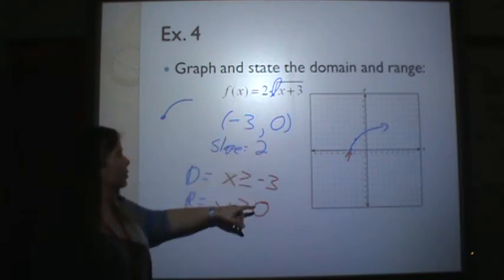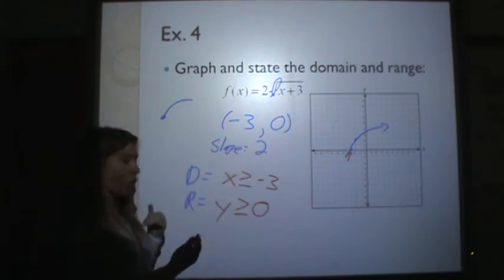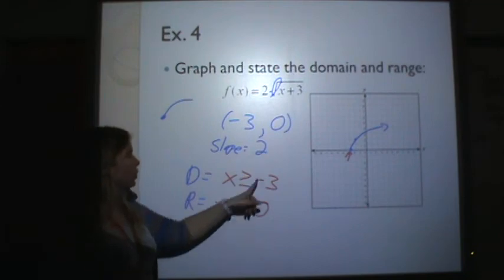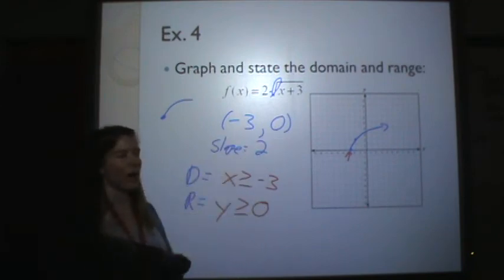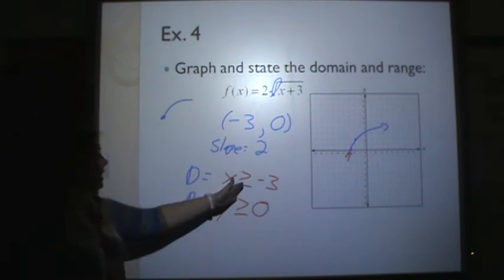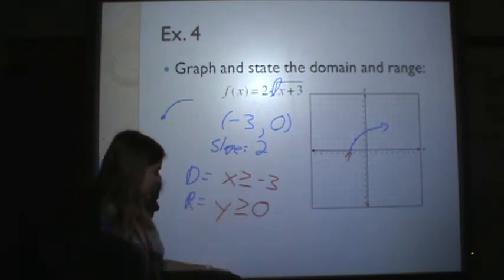That starting point is going to give you, if it's not an all real number domain and range, your domain and your range. Your x value was the x value here, and your y value was the y value there. You just have to decide, is it greater than or is it less than?